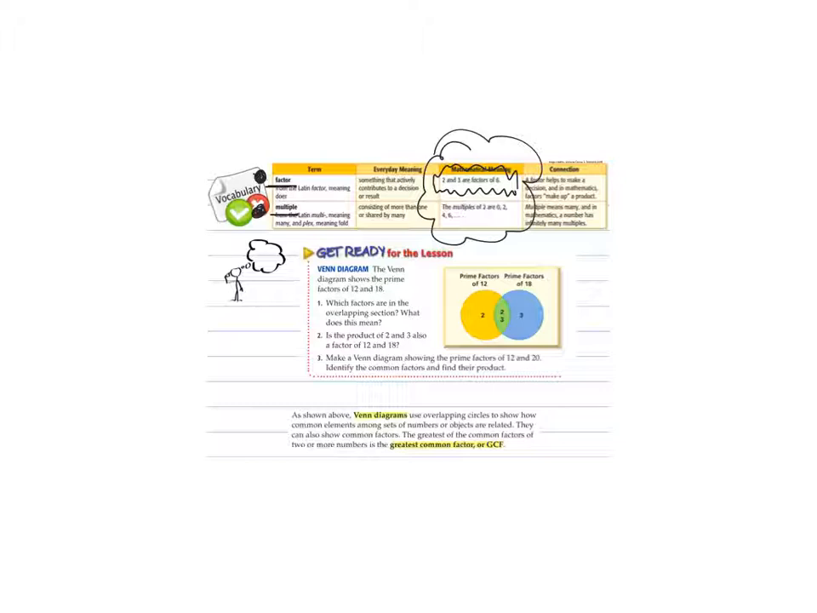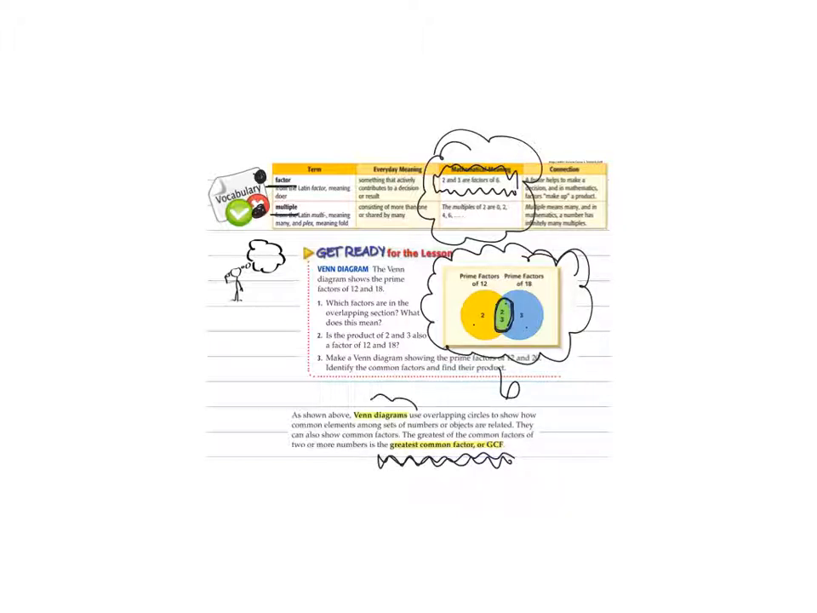And remember we talked about the prime factorization. If we look right here at the factors of 12 and the factors of 18, we know that the prime factors of 12 are 2, 2, and 3. And the prime factors of 18 are 2, 3, and 3. We can see that they each have a 2 and a 3 in common. So 2 times 3 is 6. That means they have a 6 as a common factor, and that would be their greatest common factor, which would be the GCF.